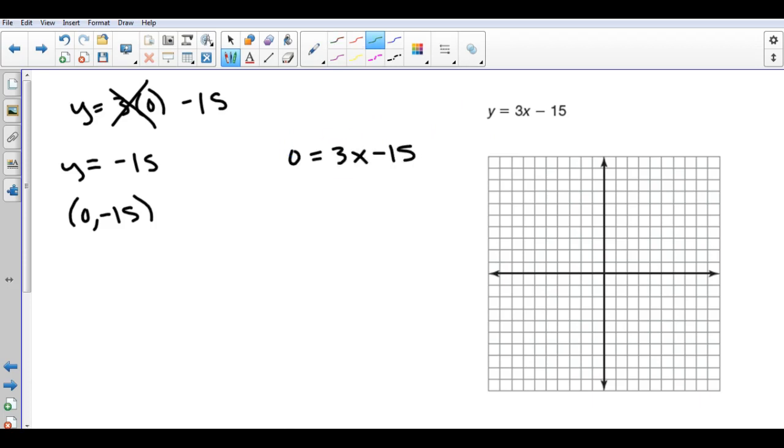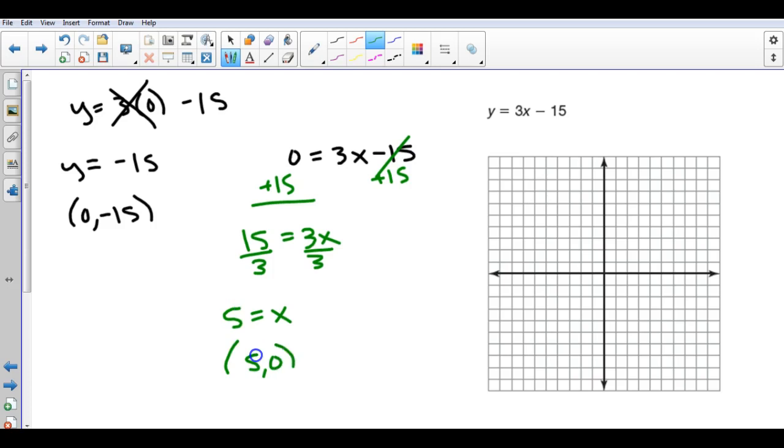So in order to solve this equation, what I'm going to do is add 15 to both sides. And I get 15 equals 3x. So then divide both sides by 3. 15 divided by 3 means that my x value is 5. So if x is 5 and y is 0, that's my x-intercept. And then this point over here is my y-intercept.